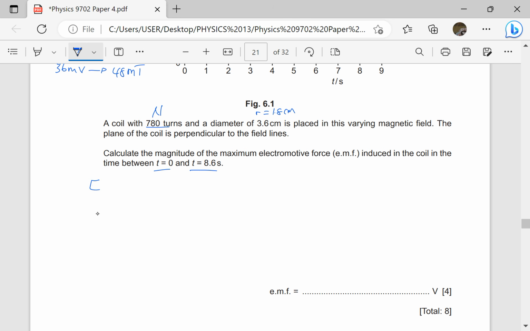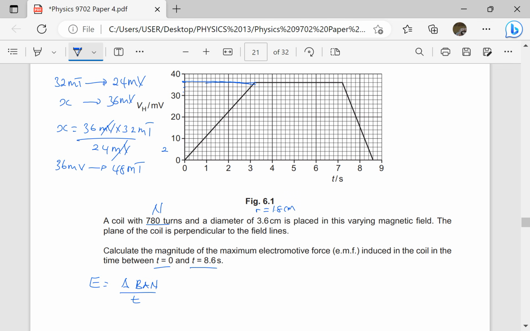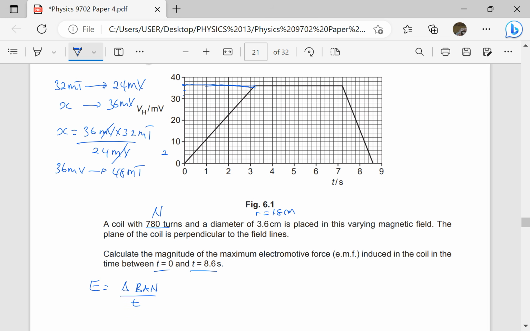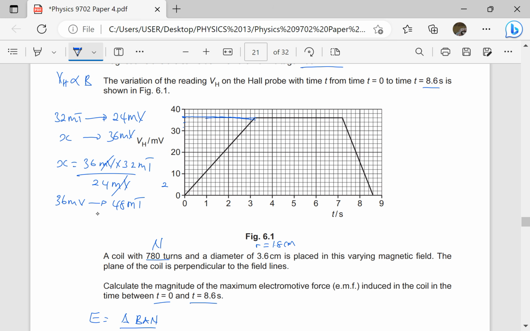8.6. So we know that EMF induced is equal to the change in magnetic flux linkage, which we know as BAN or NBA, divided by time. Now let's inspect and see where the EMF is maximum. EMF is directly proportional to the gradient, the rate of change of magnetic flux linkage. Note that between t equals 3.2 up to t equals 7.2, the EMF is going to be 0.